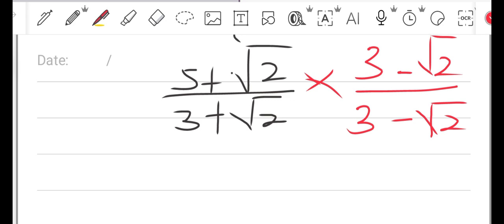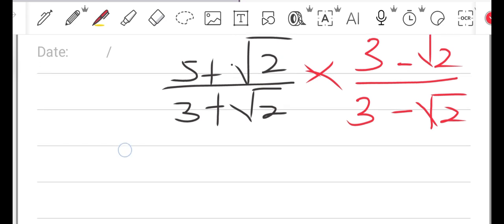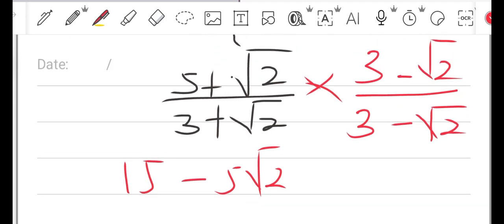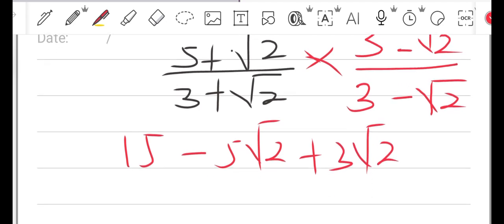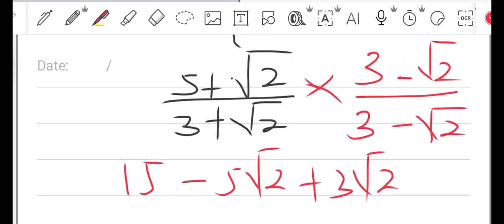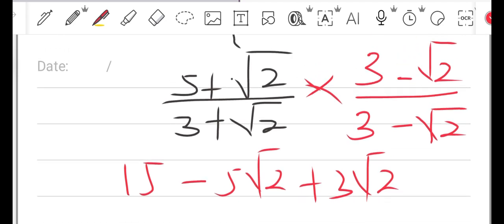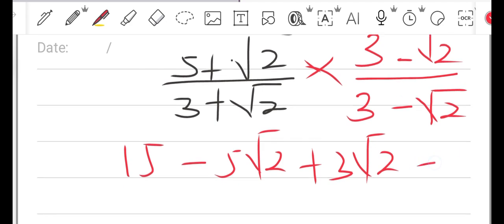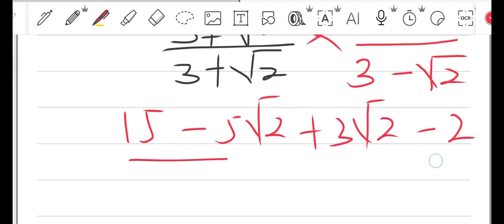So the first term of the terms here is 5 by 3, which will give us 15. Then the outside term is 5 and root 2, so negative 5 root 2. Then the inside terms are root 2 and 3, so that is plus 3 root 2. Then the last terms: the last term for the first fraction is root 2, and the last term for the second fraction is root 2. So multiplying will give us 2.